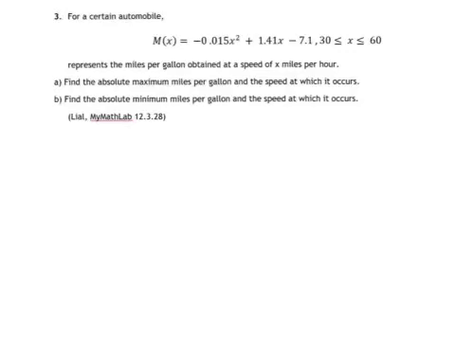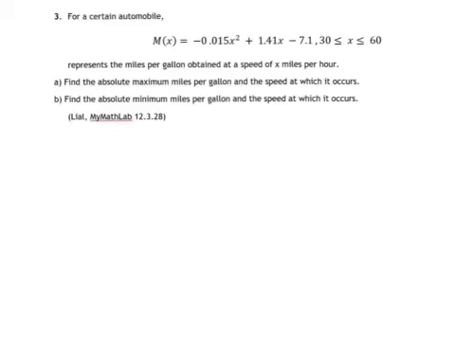Welcome to week 8, question 3. It says for a certain automobile, the mileage is given by this function, and it represents the miles per gallon obtained at a certain speed of X miles per hour. The first part of the question asks us to find the absolute maximum and minimum miles per gallon and the speed at which it occurs.